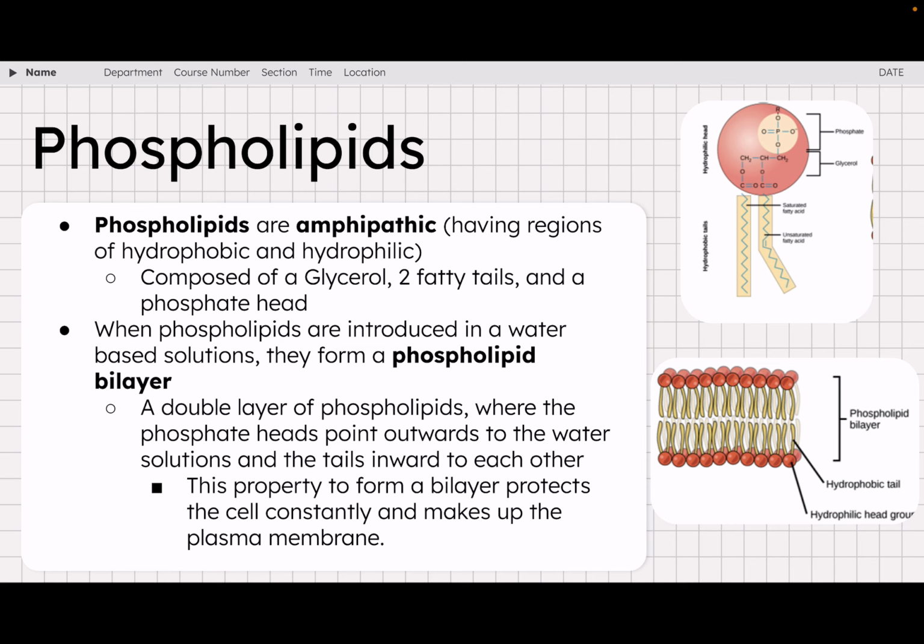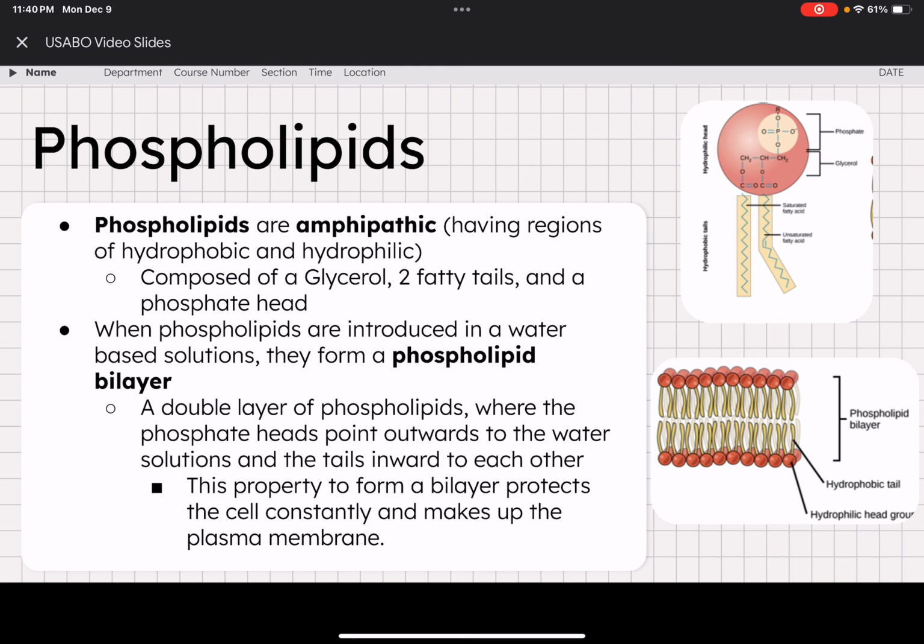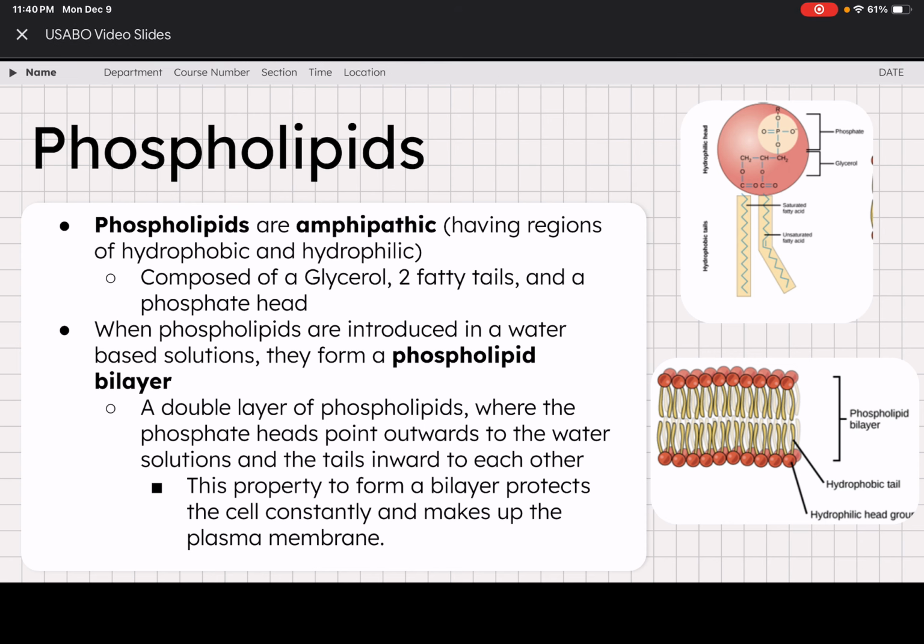When phospholipids are introduced into a water solution, they form a phospholipid bilayer. So what happens, right? Since the head loves water, the heads face toward the water environment. And since the tails hate water, they face away from the water. So they form a phospholipid bilayer in which the tails face each other and the heads face the water. So that's basically it. And this is also the basis for our plasma membrane, which we'll get into in detail very, very soon in the next video, actually.